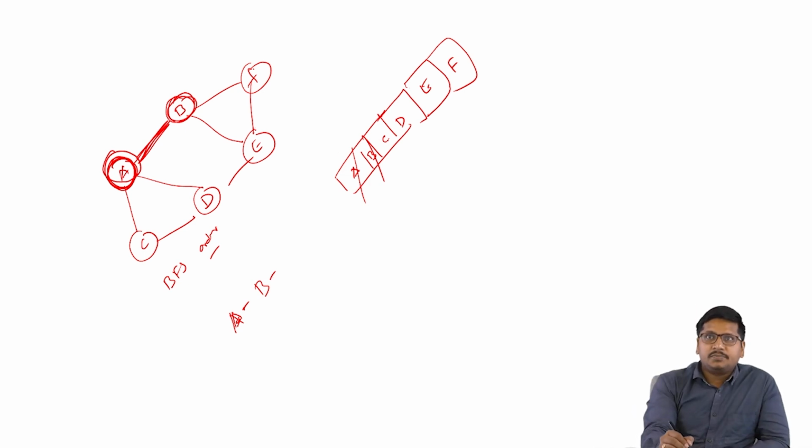Next for C, what are the nodes that are adjacent to C? That is D. So D is already there, so remove C from the queue. Okay. So next one is D. What are the nodes that are adjacent to D? E, and then A and C are already visited. So what am I going to do? D is going to be removed and E added to the queue.